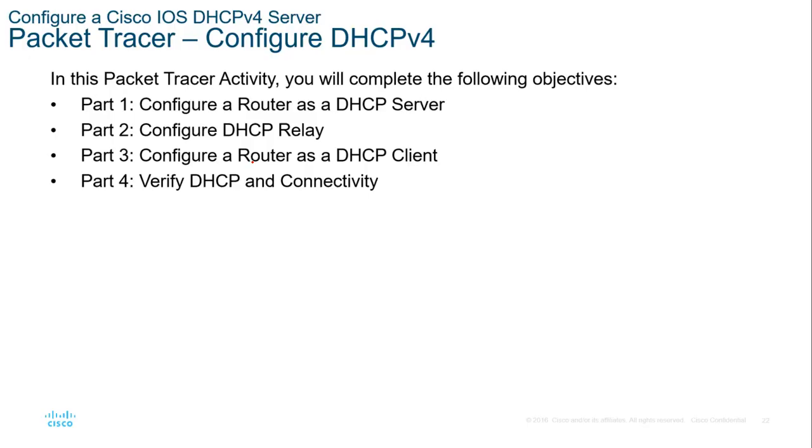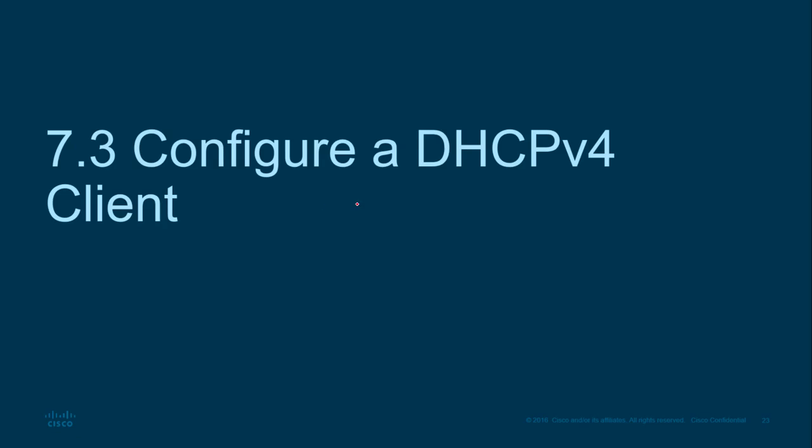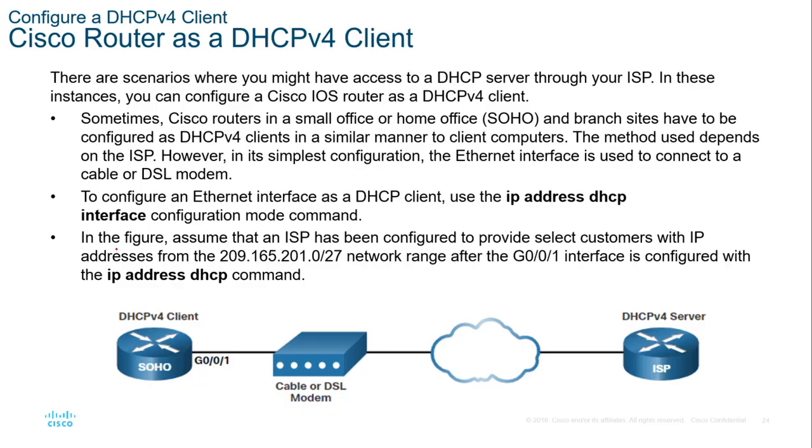So here is the packet tracer activity. You will complete the following objectives: configure router as DHCP server, then configure DHCP relay, configure router as DHCP client, and then verify. Configure DHCP client. So here we have our Cisco router as DHCP client. You can configure this router, this one here, to pick an IP address from the modem or from the service provider.